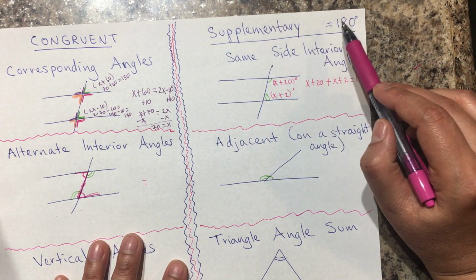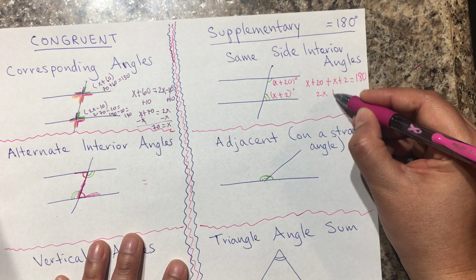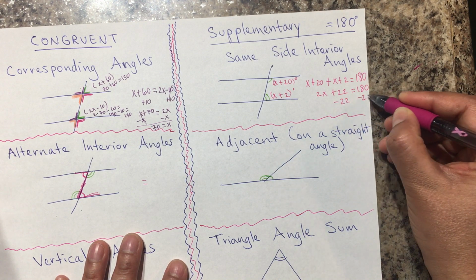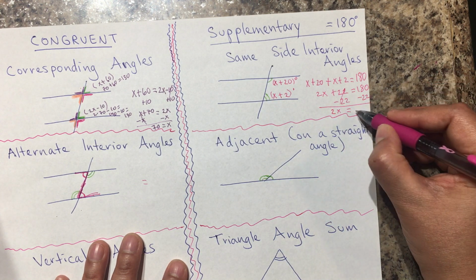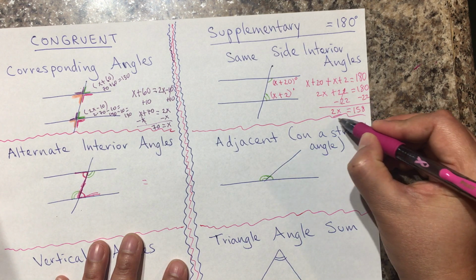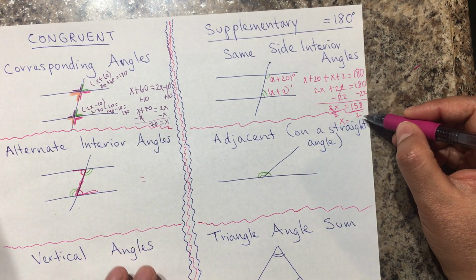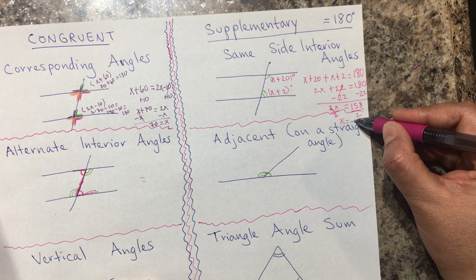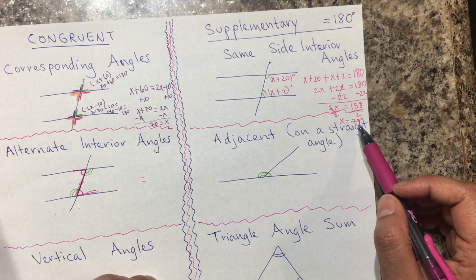Remember, for all supplementary angles, it's always equal to 180. So x plus x is 2x, 20 plus 2 is 22, equals 180, minus 22. Now we're just solving. You get 2x is equal to 158. We divide both sides by 2. And I'm running out of space here, sorry. Half of 158 is 79. So x is 79 degrees.